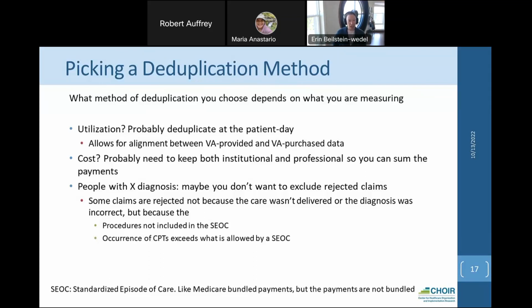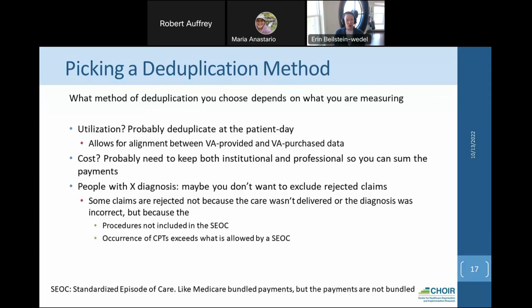If you're interested in cost, you probably want to keep both institutional and professional claims so you can sum the payments together. So there you might not want to dedupe at all, but you might want to make sure there's only one professional and one institutional claim for that procedure or that stay, depending on what you're looking at.